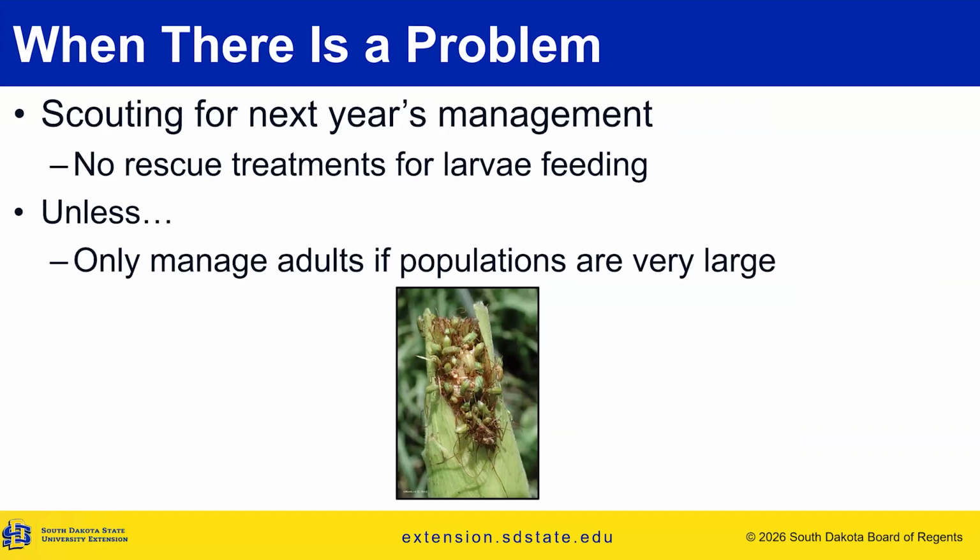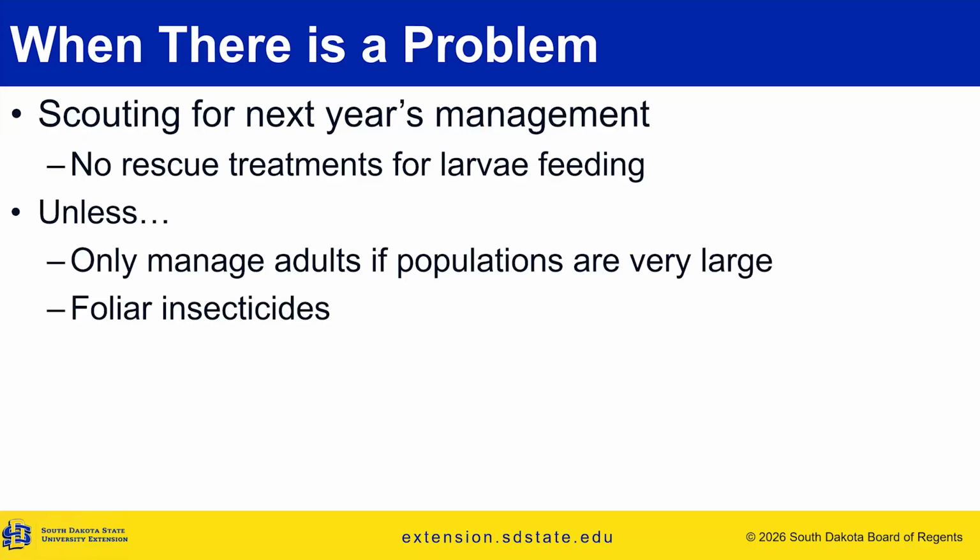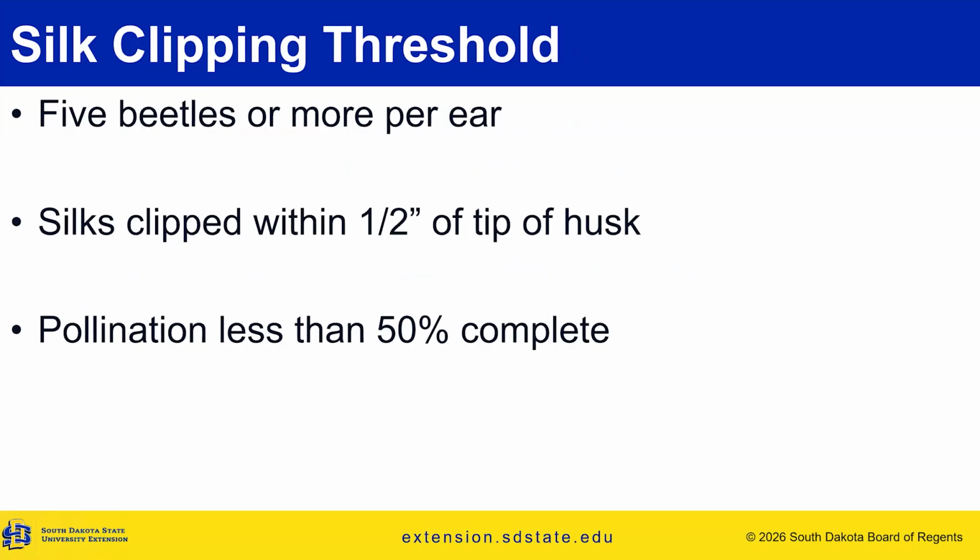So I did say a couple times that the adults typically aren't too much of an issue, but there are situations in which the adults can become a problem. It's typically when we have those very large populations because adult rootworms will feed on the silks, they'll clip them, they'll feed on the tassels, on the pollen, and so they can cause their own issues. If we do have that occur, foliar insecticides can be very effective when they're applied at the right time. For the rootworm, it's pretty similar to the grasshoppers, except we say if there's 5 or more beetles per ear, that can trigger a spray.